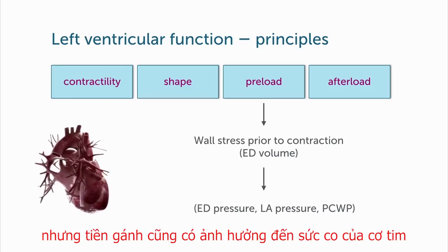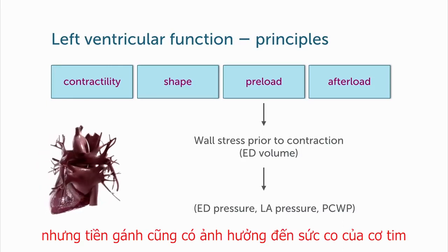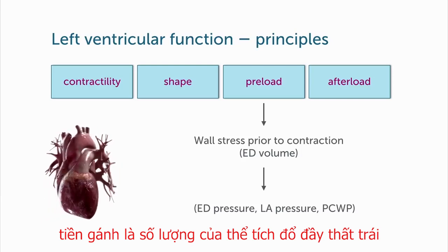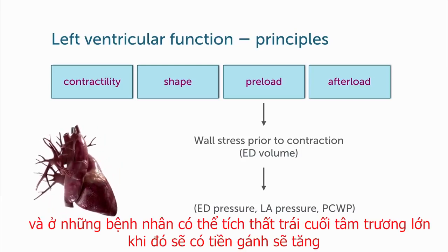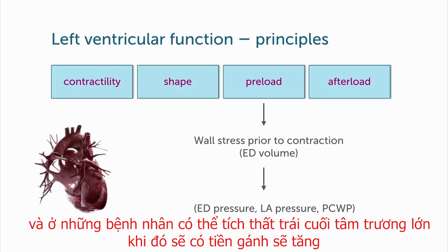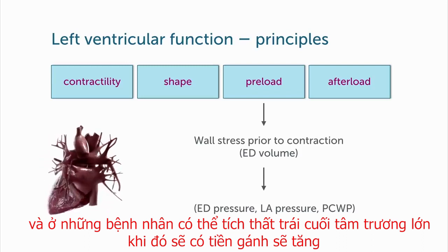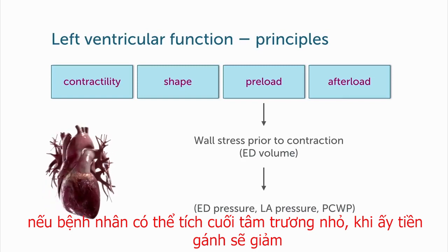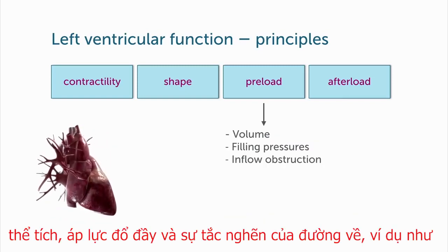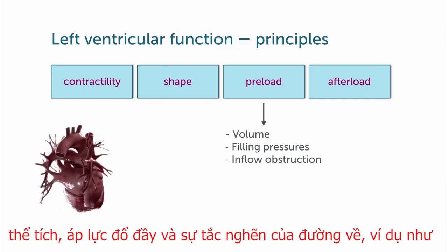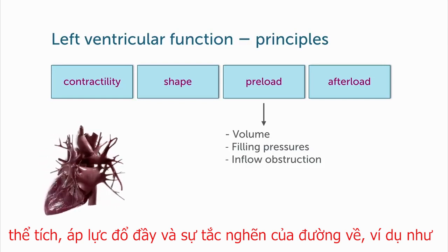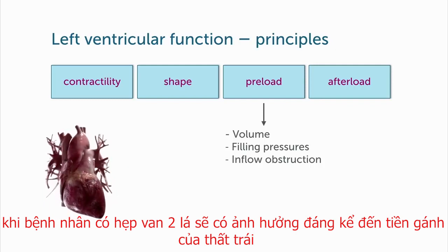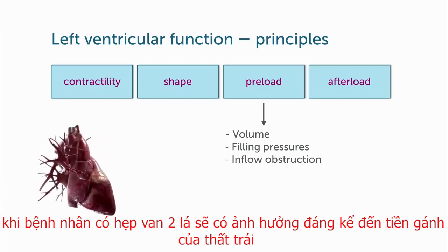But preload also affects the contractility. Preload is basically the amount of volume that is filled into the left ventricle. And if you have a patient who has a high end diastolic volume, then the preload will be increased. If the patient is hypovolemic, then the preload will be reduced. So volume, the filling pressures, and inflow obstruction, for example, if a patient has mitral stenosis, will definitely influence the preload of the left ventricle.